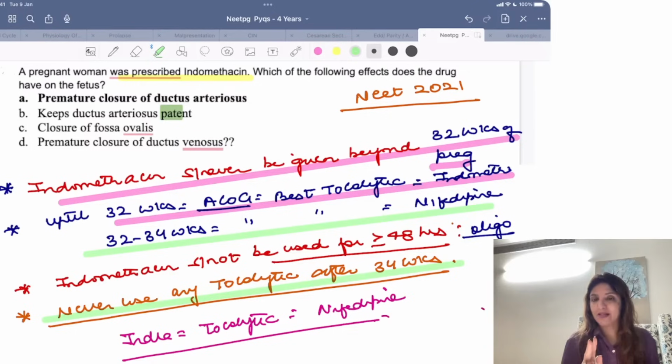Indomethacin has two drawbacks. Number one, it can lead to premature closure of ductus arteriosus. That is why it is never used after 32 weeks. And indomethacin can lead to oligohydramnios. That is why it is never used for more than 48 hours. Clear?